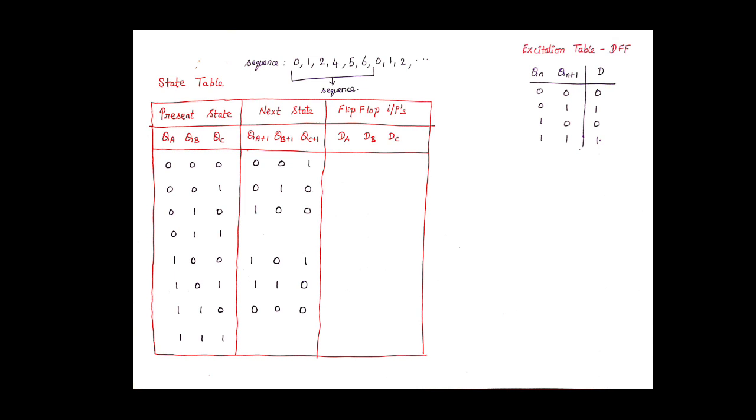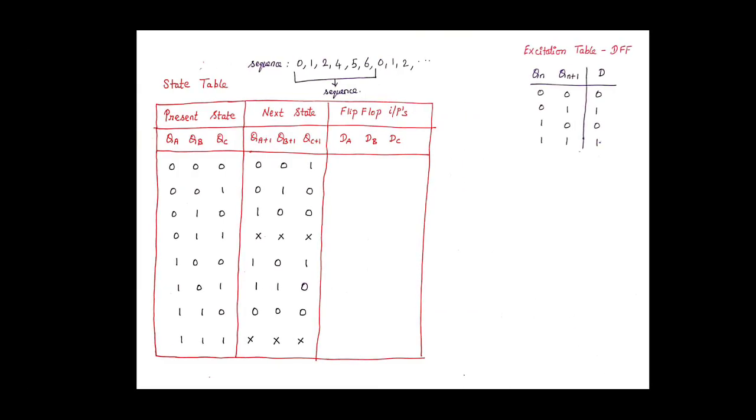What are the empty places now? That is not given in the question. If anything is not given in the question, then we can consider it for the don't care operation. Correct. Therefore, for the states 0 1 1 and 1 1 1 that are not given in the question, I am going to consider them as don't care. Now we have the complete present state.